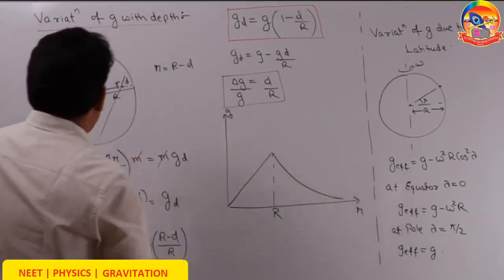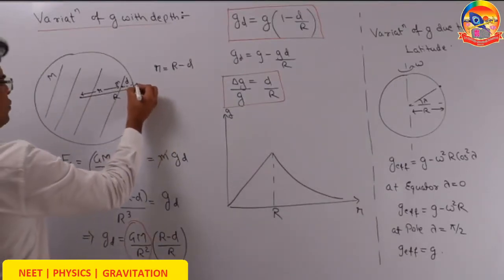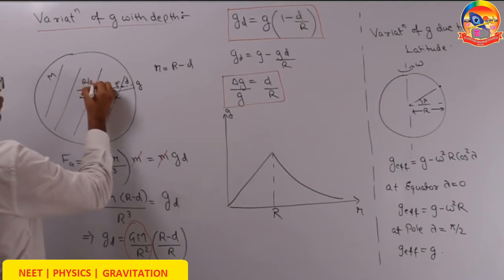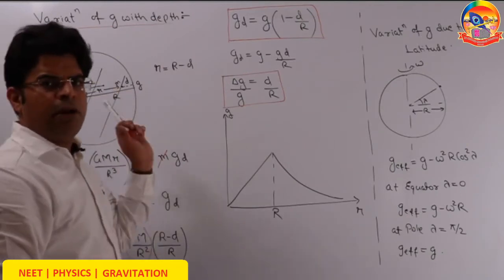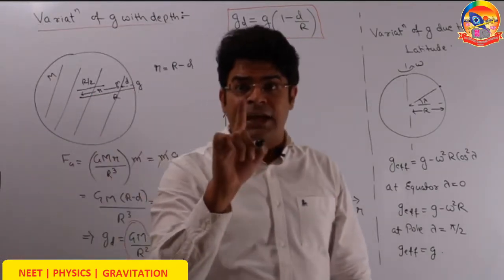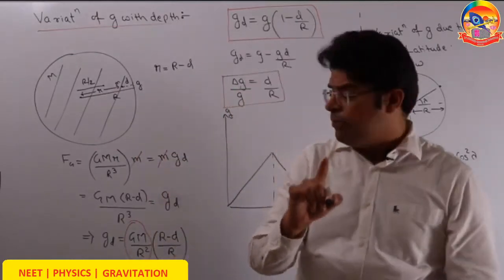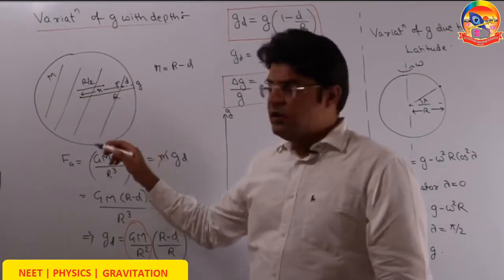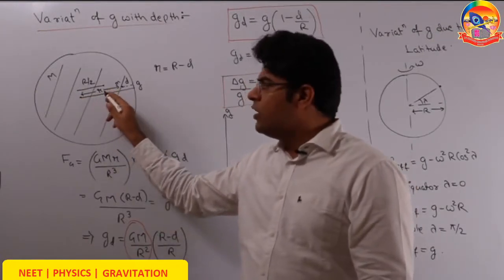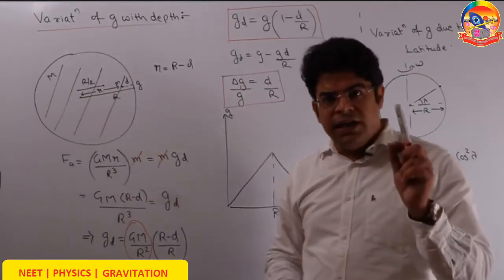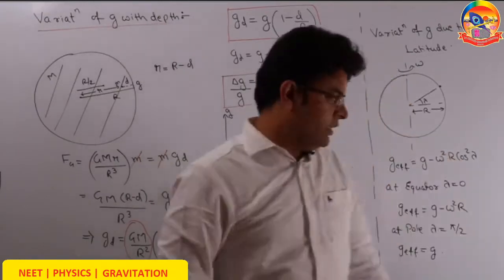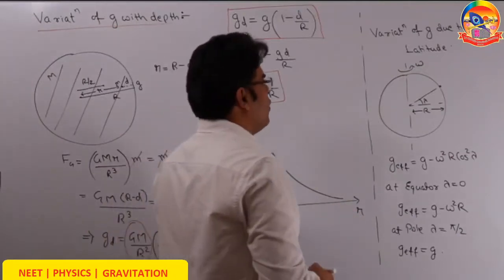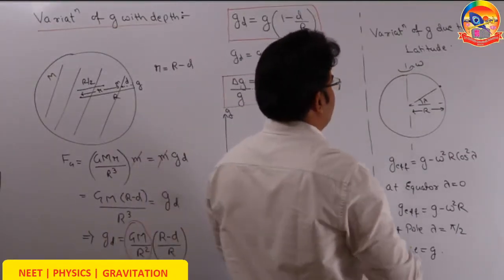One more thing: if the acceleration due to gravity on the surface of earth is g, what will be the acceleration due to gravity at distance R by 2 from the center of earth? g by 2. R by 3? g by 3. I'm not saying at depth R by 3. No. I'm saying if the tunnel is so deep that the distance of the particle from the center of earth is R by 3, then there the acceleration due to gravity will be g by 3. So this thing is done.